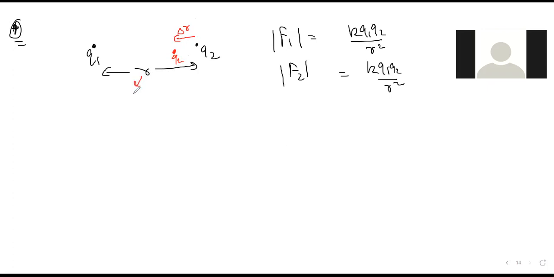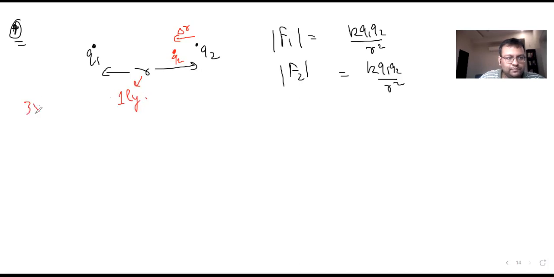Suppose R is very large. If I assume that R is very large, maybe 1 light year away. I hope you understand the distance of 1 light year: 3 into 10 power 8 into 365 into 24 into 60 into 60. This many meters. That's the distance.